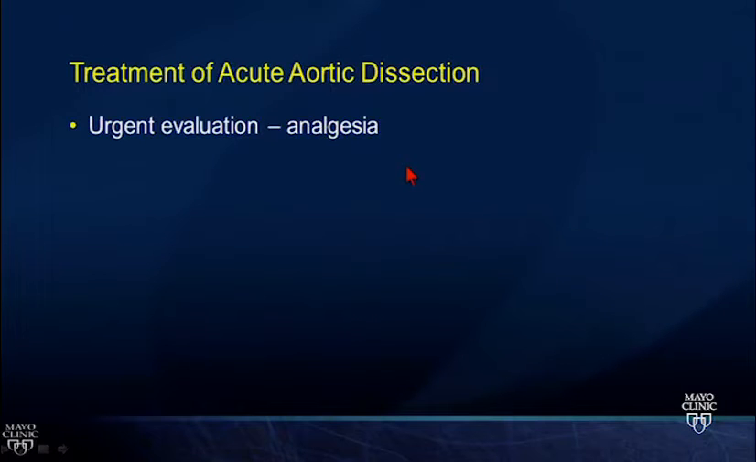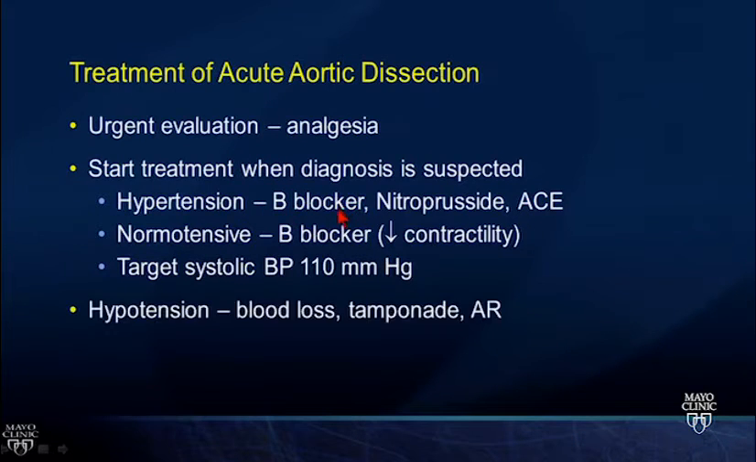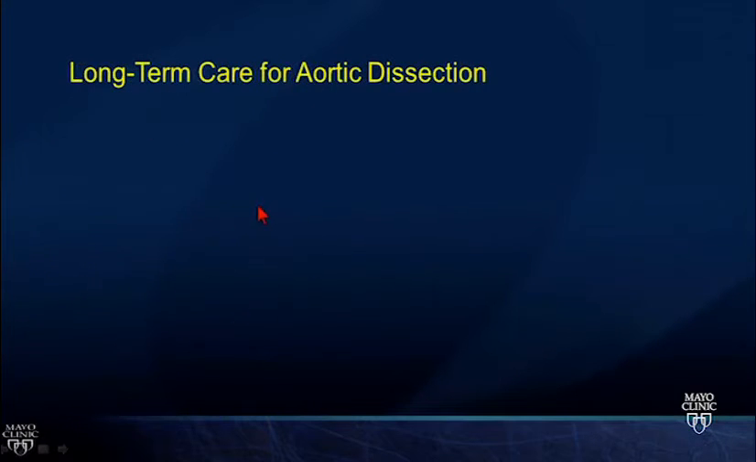Treatment would be, as soon as you suspect a diagnosis, provide adequate analgesia. The most important thing is to control blood pressure and to be really aware of complications, tamponade, malperfusion, things that are going to require intervention. The type A's go for emergency surgery.